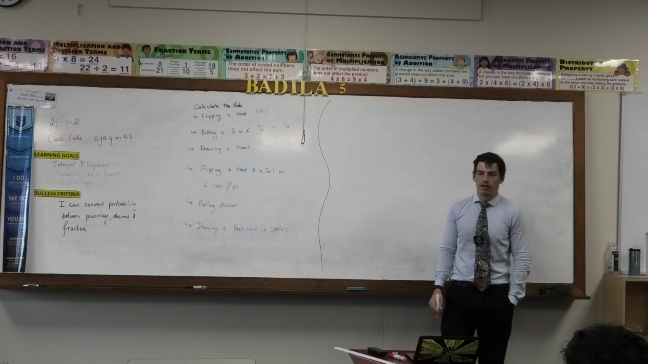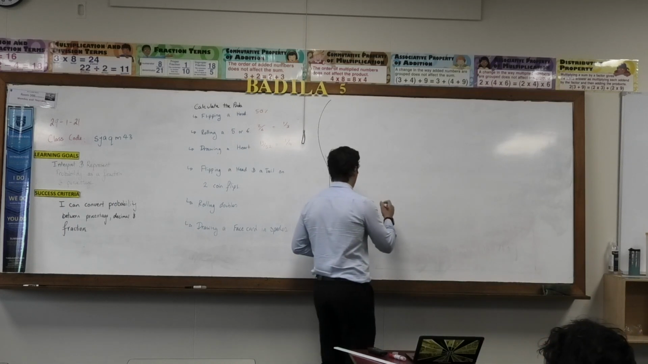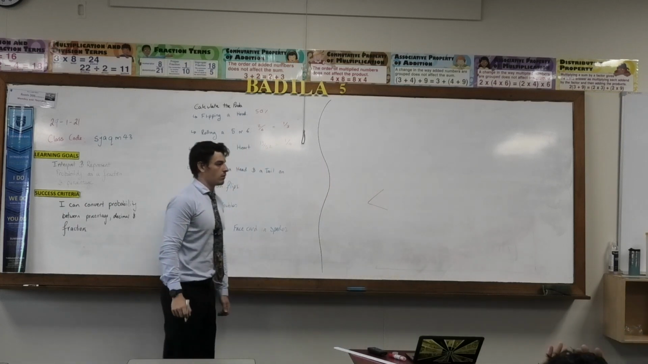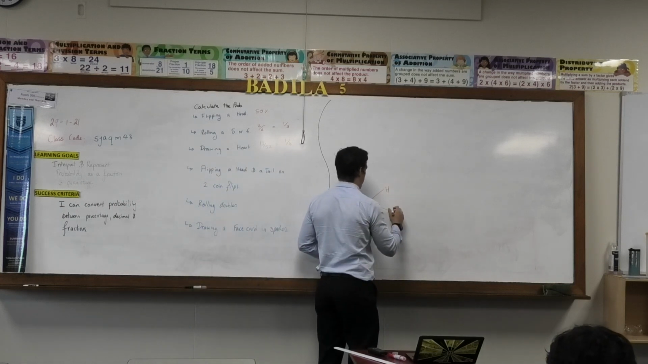Why do we represent with a diagram? Because I often find that in math it helps if we've got a diagram. So let's look at, on my first flip, what happens? I either get a head or a tail.